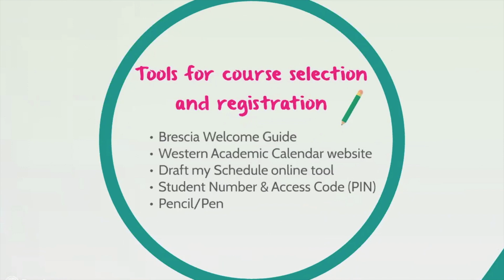So just a few tools for your course selection and registration. We have the Brescia Welcome Guide that is very, very helpful for you to review. It's on our registration page, so please visit it. There's lots of different awesome guides there. The Western Academic Calendar website, I will be showing you in a bit on how to navigate that and what it would be used for. The Draft My Schedule tool online, as I mentioned. Your student number and access code you will need if you have not already activated your Western login and password. And then of course a pencil and a pen, those always come in handy too.